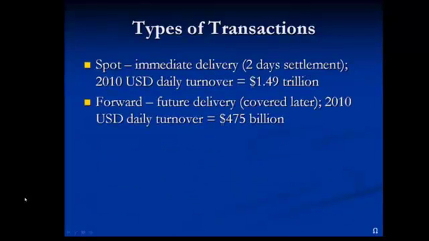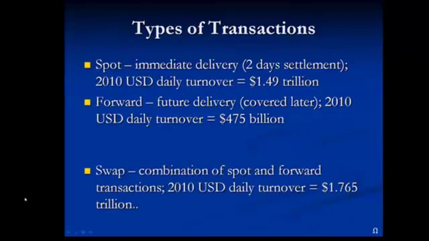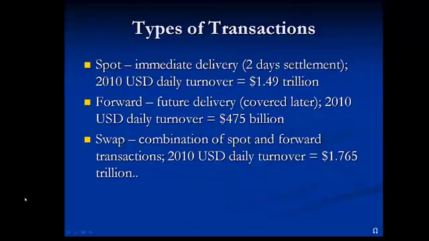Forward transactions for future delivery accounted for $475 billion per day. And there are swap transactions, which are a combination of spot and forward transactions. In 2010, the daily turnover was 1.765 trillion. Again, that's 1.765 trillion per day. So this gives us a brief introduction of the currency markets. The next lecture will go into more detail on currency pricing and currency trading mechanics.